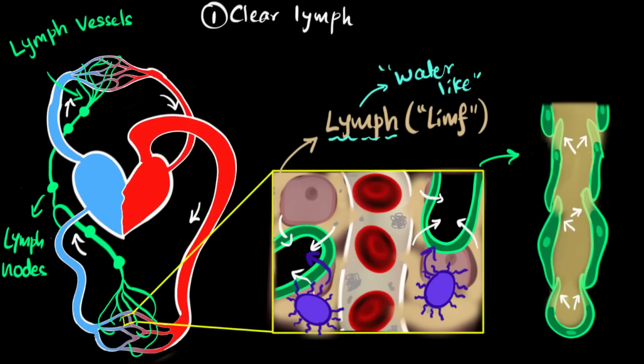It's pretty cool, right? And so you see, these lymph vessels also help in killing unwanted stuff from your body. So they also help in immunity. That's pretty cool.